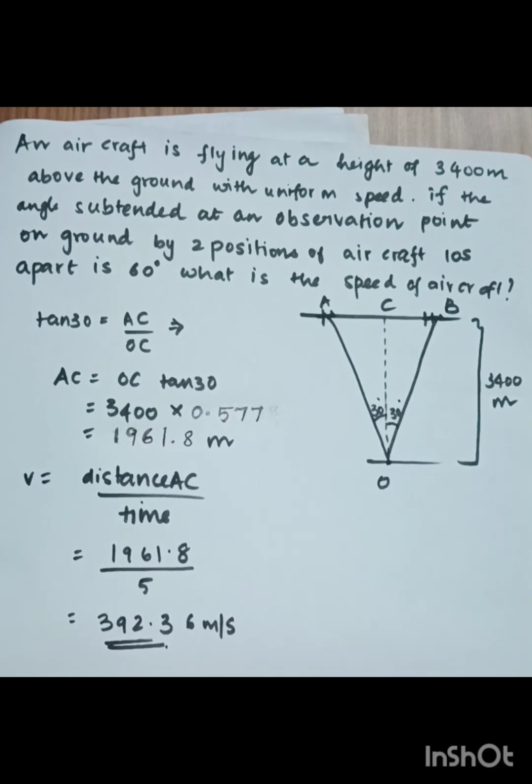An aircraft is flying at a height of 3,400 meters above the ground with uniform speed. If the angle subtended at an observation point on the ground by two positions of the aircraft 10 seconds apart is 60 degrees, what is the speed of the aircraft?